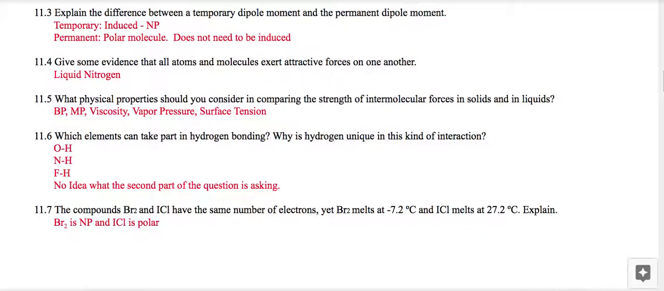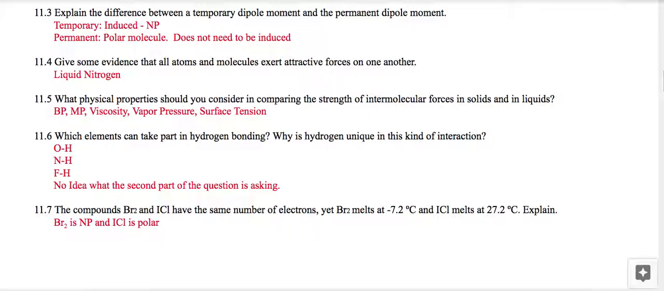A temporary dipole moment is an induced dipole moment, whereas the permanent dipole moment belongs to the polar molecule, which is always going to be a dipole no matter what. Induced is related to the polarizability, and how easily those electrons can be pushed to one side of the molecule or not. Some evidence that all atoms exert attractive forces would be liquid nitrogen.